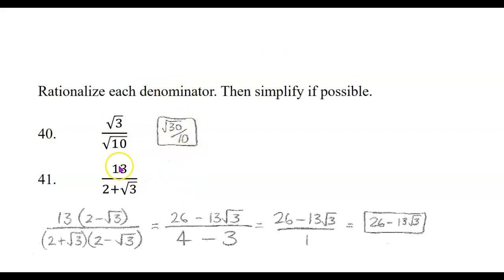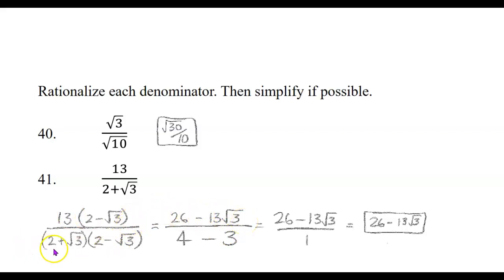Number 41, 13 over 2 plus the square root of 3. Here you've got to remember the trick. When there's two things added together like this, you want to multiply by what's almost the same but with a different sign in the middle. So 2 minus the square root of 3. So if we multiply the top and the bottom by 2 minus the square root of 3, on top, 13 times 2 is 26 minus 13 times the square root of 3.